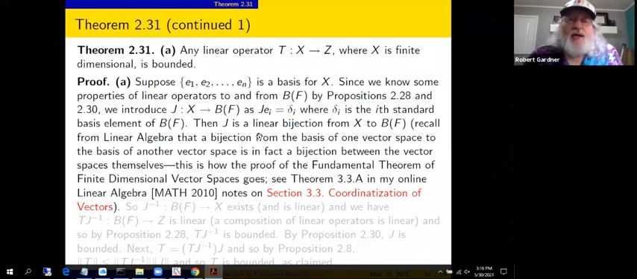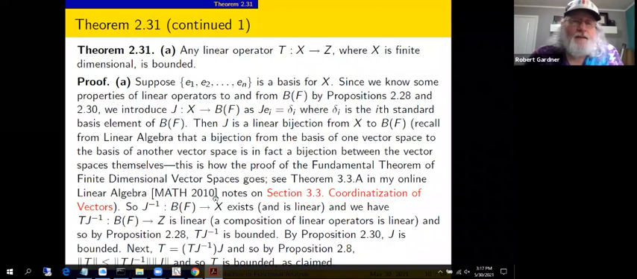But we've defined J that maps basis elements of vector space capital X to basis elements of B of F, choosing these to be of the same dimension. So J inverse exists because we just made an argument that J is a bijection. So we can talk about J inverse mapping B of F into X. This exists. It's linear, since the inverse of a linear transformation, when the inverse exists, is linear.